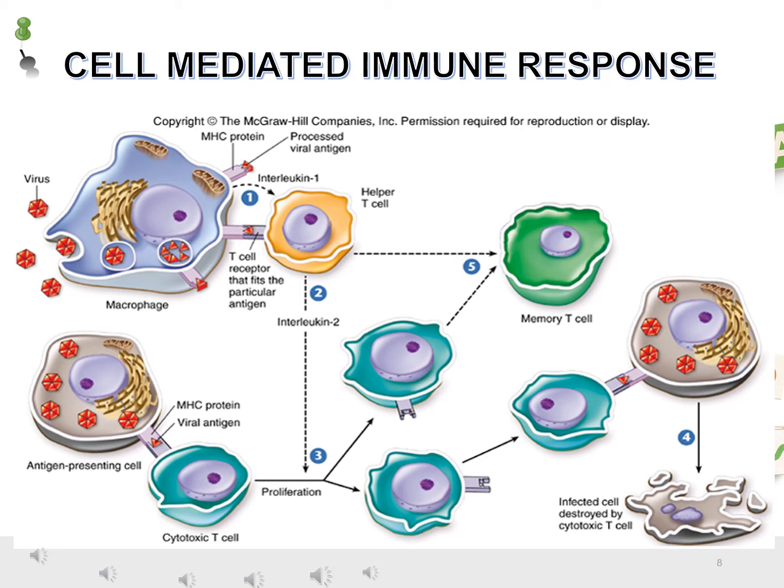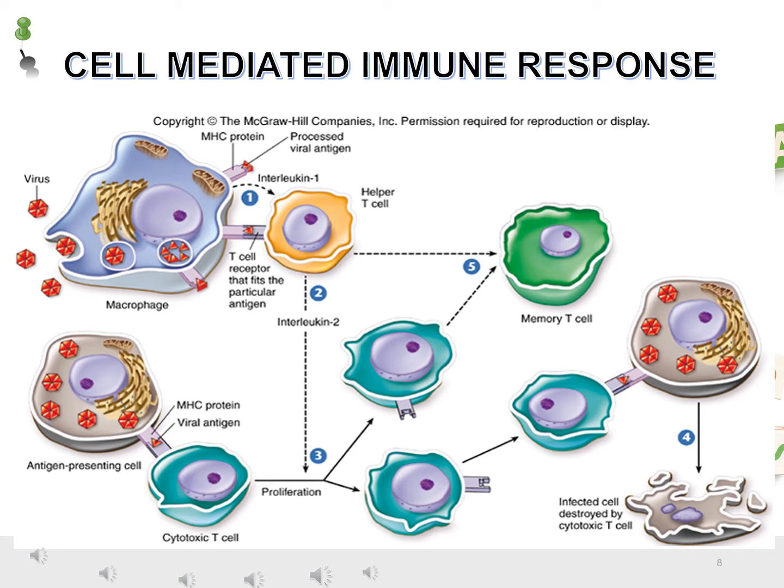Number 2. Activated helper T cell releases interleukin 2. Helper T cells proliferate, producing activated helper T cells and memory helper T cells. Activated helper T cell will release interleukin 2 and the cytotoxic T cell is activated.